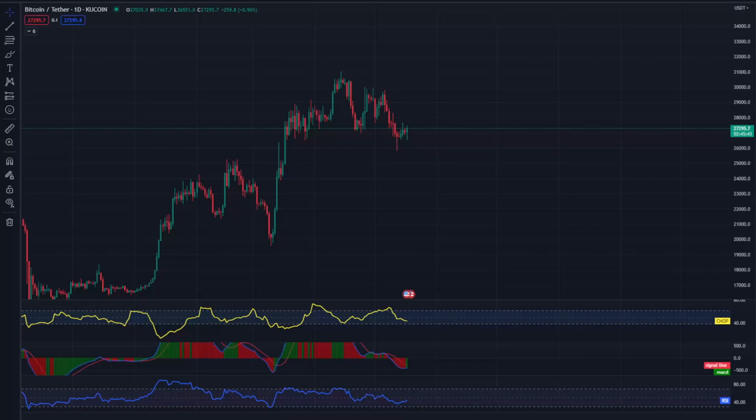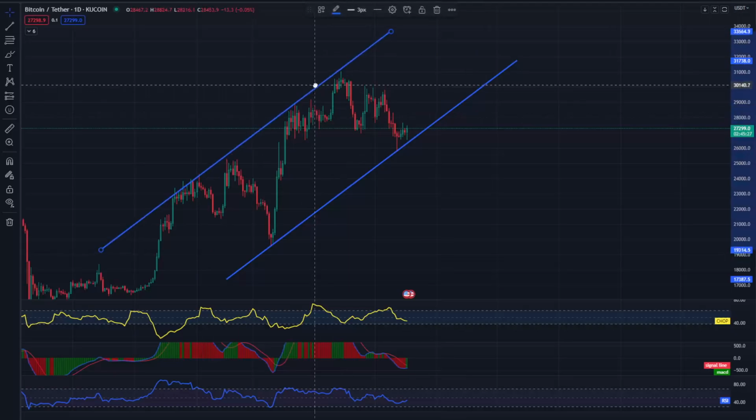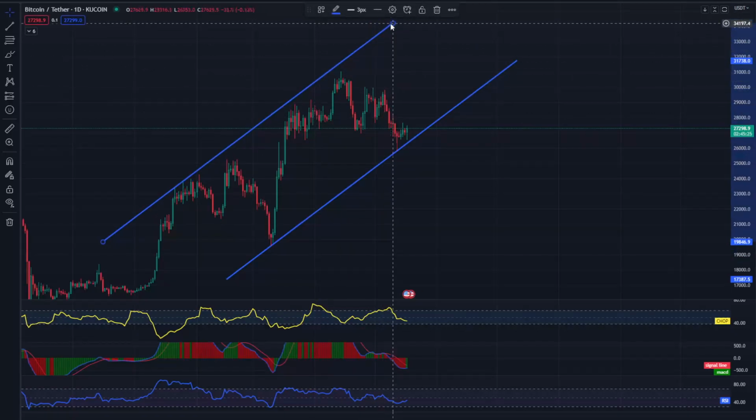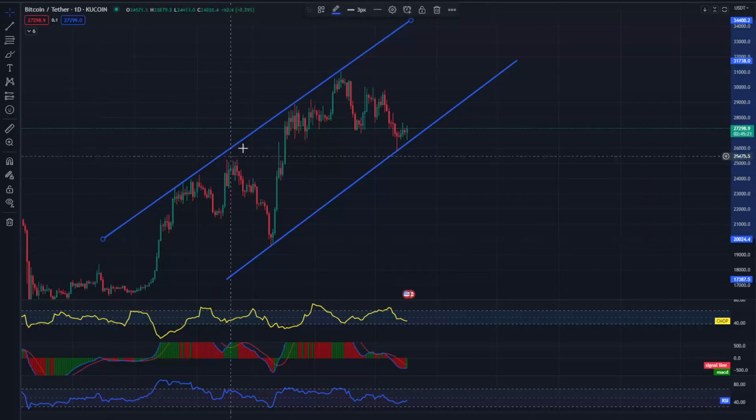Let's start by checking the current situation on the BTC to USDT pair, taking into account the one-day timeframe. First, we will use the blue lines to mark the uptrend channel where the BTC price is moving at the lower limit.